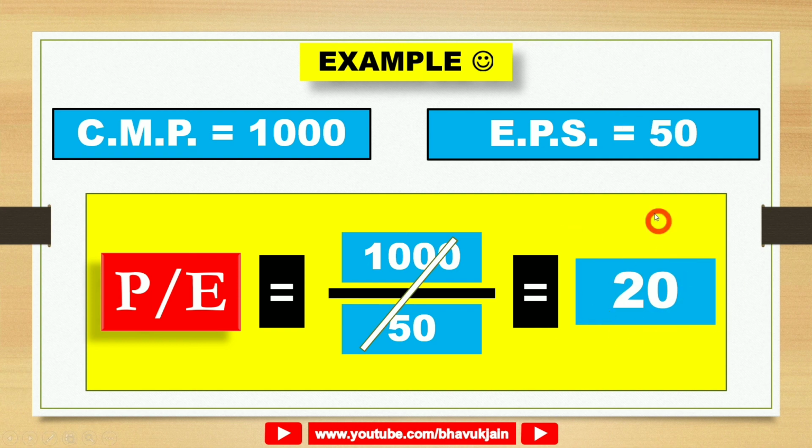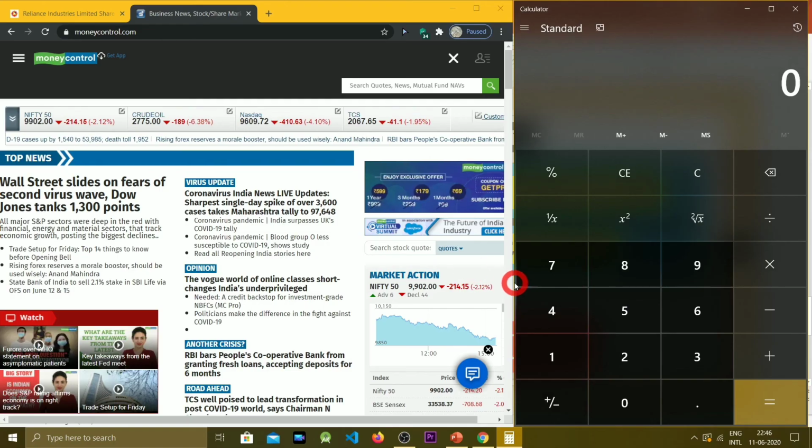It simply means that you have to pay 20 times the earnings per share, that is 50. So 50 into 20, that is 1000. So you simply need to pay a premium of 20 times the earnings per share in order to purchase one share of the company. You understand this? Okay, so now I will show you a live demo of the calculation of PE ratio.